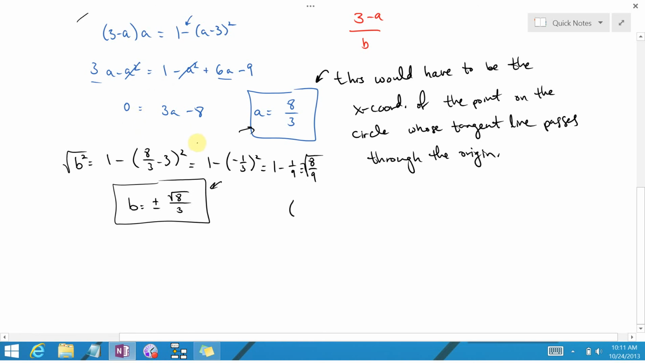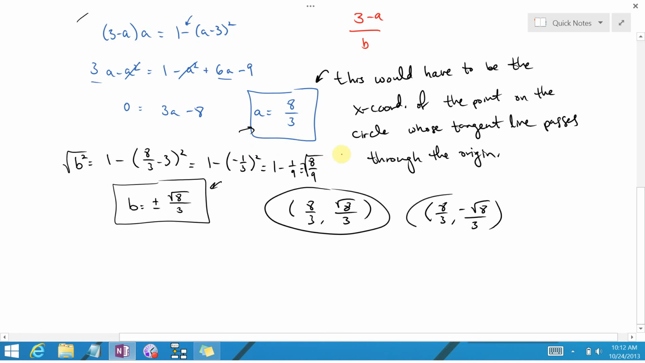So let's be very clear. The points in question are 8/3, comma, radical 8/3, and 8/3, comma, negative radical 8/3. These are 2 points on the circle, and if you draw the lines tangent to the circle passing through those 2 points, it will also pass through the origin.